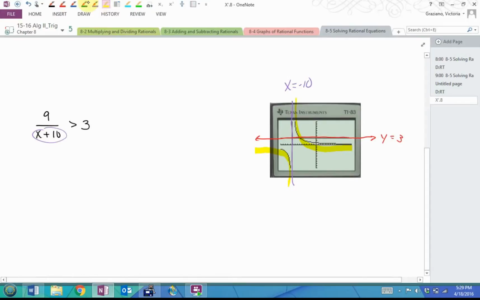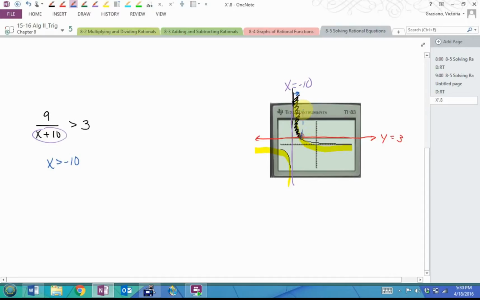So it looks like there's just one place here where it's greater than 3. I'm going to take it right here. So this is greater than 3 all the way till I get right there. So that's the only place where the graph of the 9 over x plus 10 is greater than 3. So I can see that it's going to bump up to the asymptote. So I've got x is greater than negative 10. That's kind of this way over, right? And it can't equal negative 10 because there's an asymptote there.